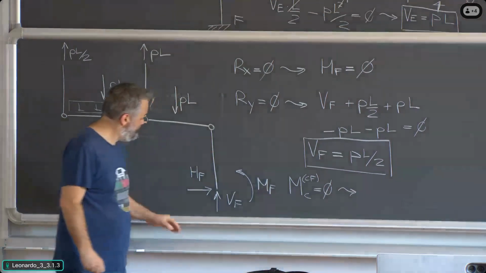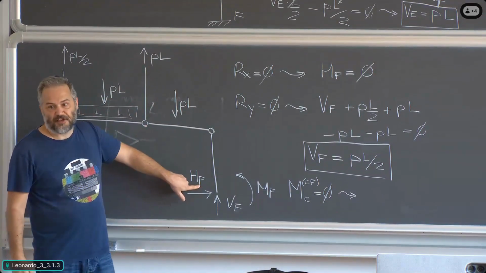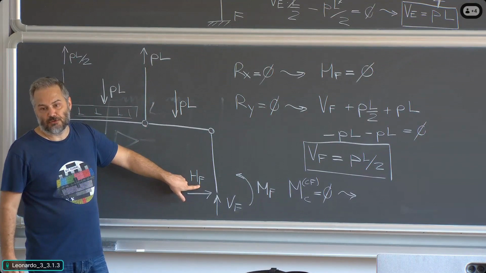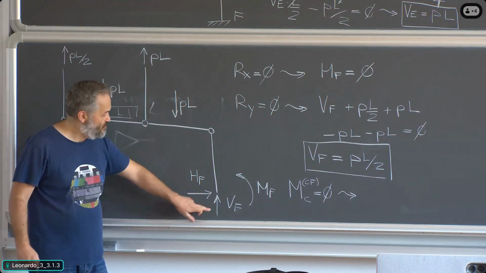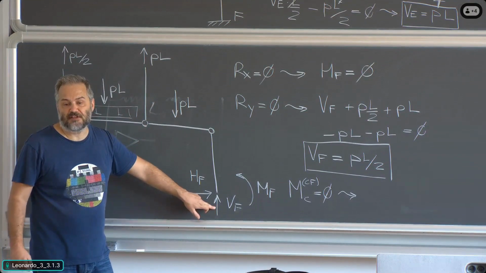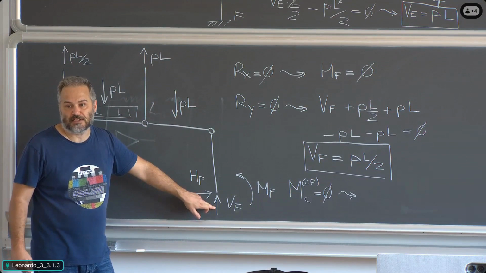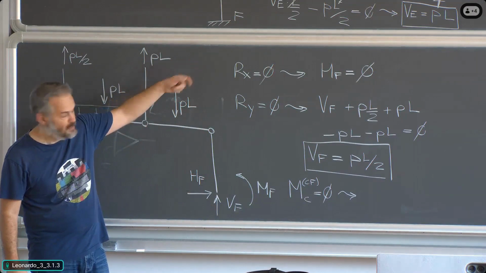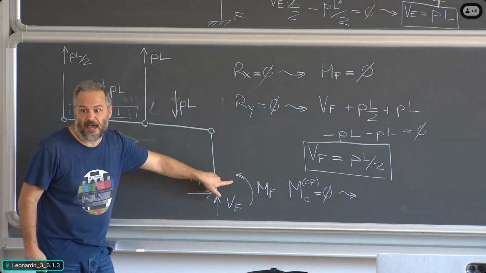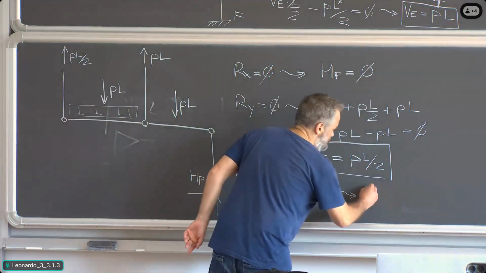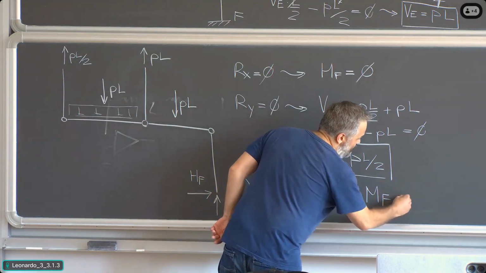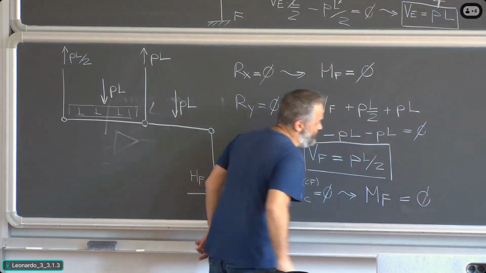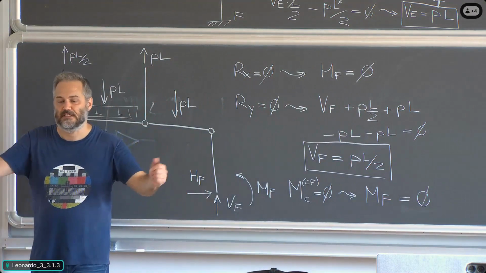What do we have? HF is equal 0, does not contribute. VF does not contribute because even though it's not equal to 0, its line of action passes through point C. The only contribution is MF, and thus we conclude that MF should be equal to 0. And that's it.